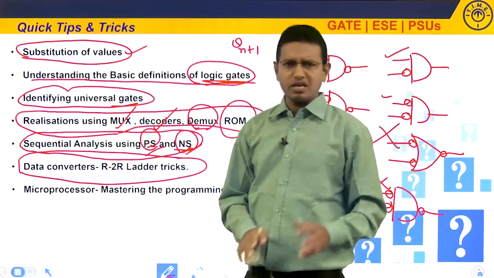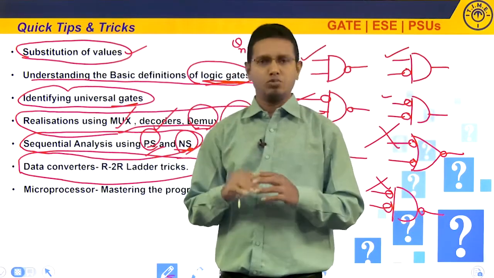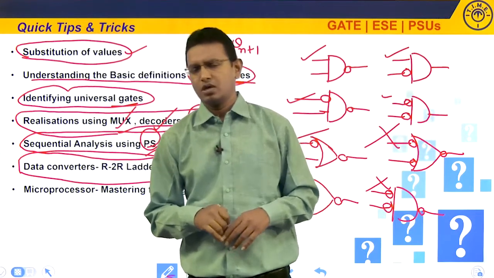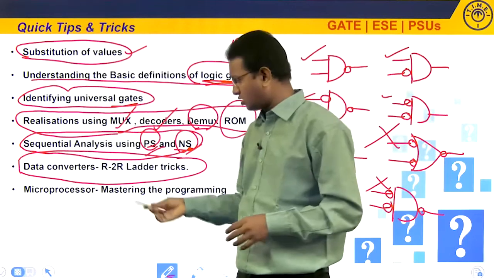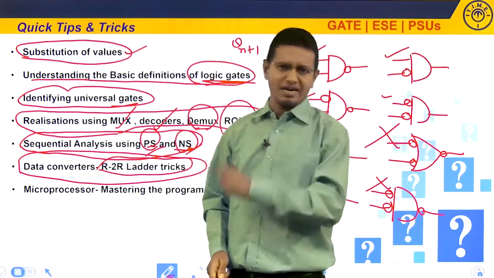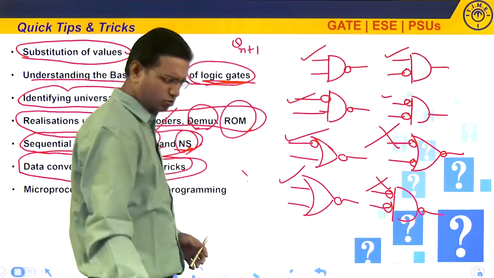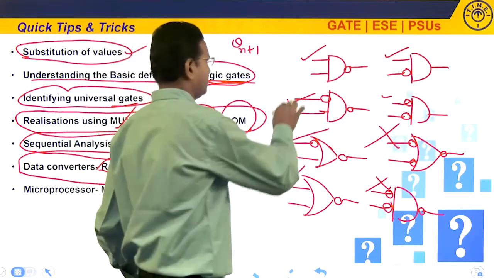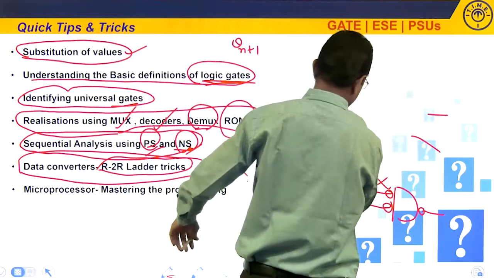In data converters, especially digital to analog converters, DAC circuits, there are many ladder circuits called R-2R ladder circuits. In most of the R-2R ladder circuits there is a simple technique, so there is no need to remember those complex circuits when solving problems.